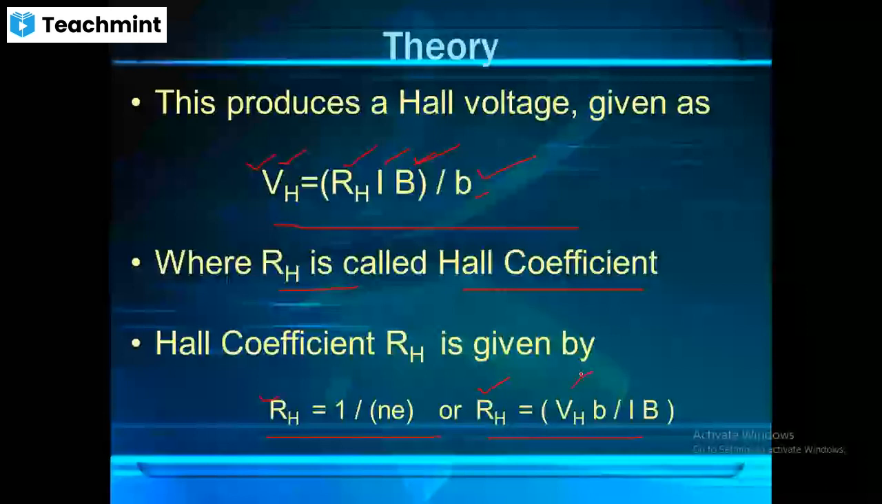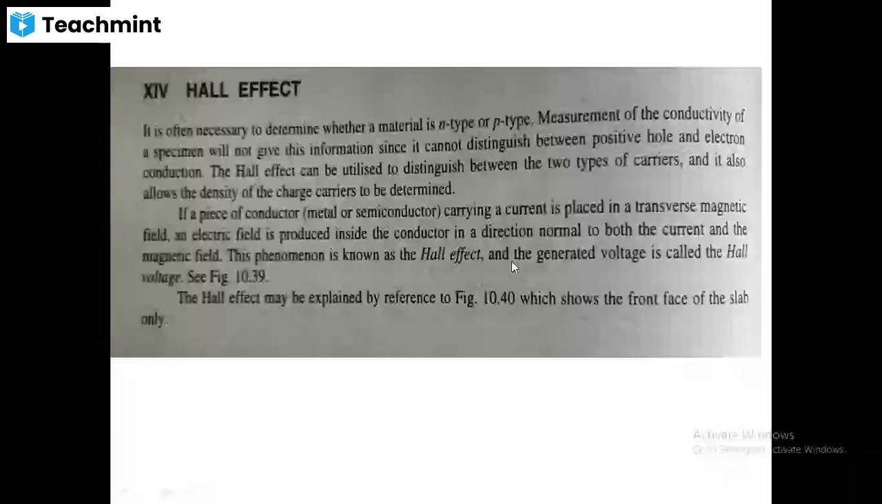Now we are going to derive these two expressions for the Hall coefficient, and we are also going to obtain the expression for the Hall voltage. We have discussed in the last class that the Hall effect is required whenever you want to identify whether the given material is an N-type or a P-type material. By just measuring the conductivity, we will not be able to know whether the given material is P-type or N-type. So we can identify the given material as N-type or P-type with the help of the Hall effect experiment.